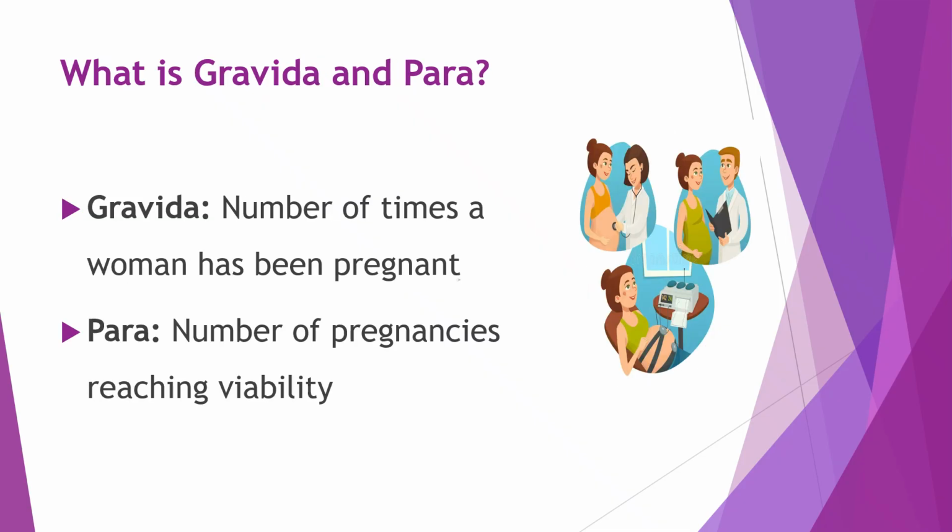What is gravida and para? Gravida refers to the number of times a woman has been pregnant, including the present pregnancy. Para refers to the number of pregnancies that have reached the age of viability, whether the baby was born alive or stillborn. These terms are used to describe a woman's obstetric history clearly and accurately.